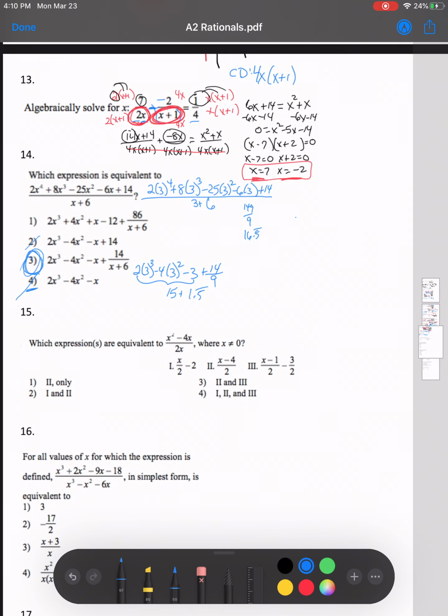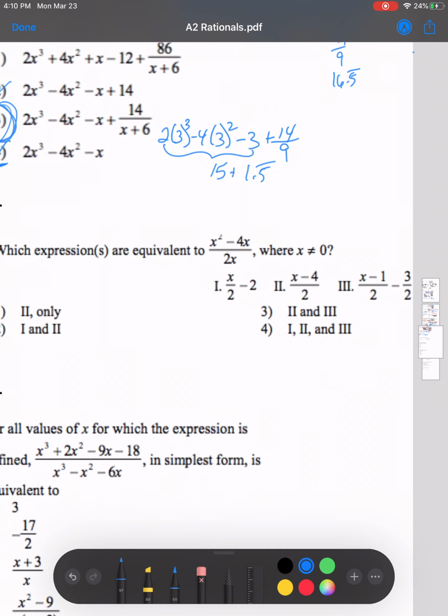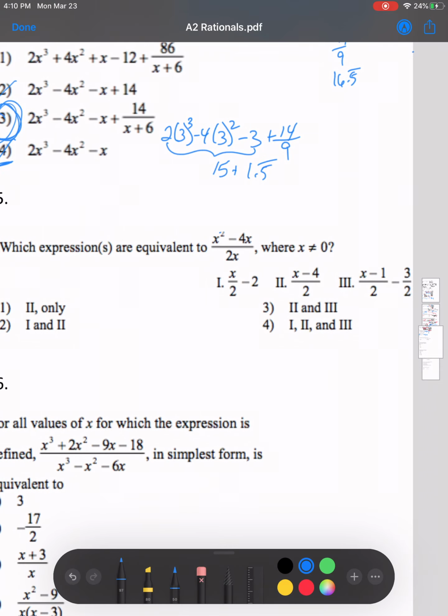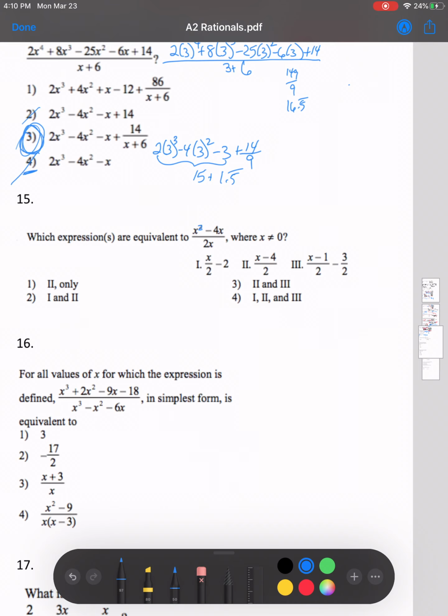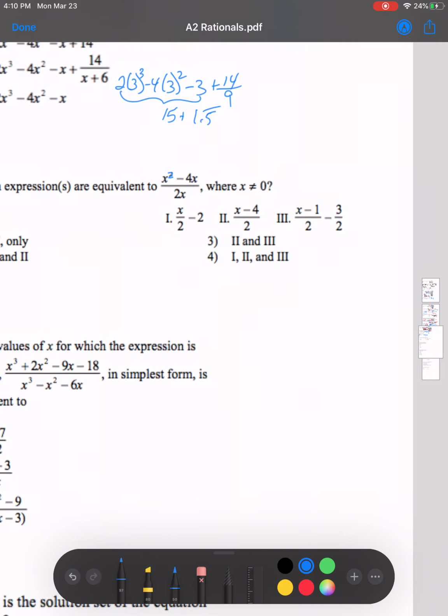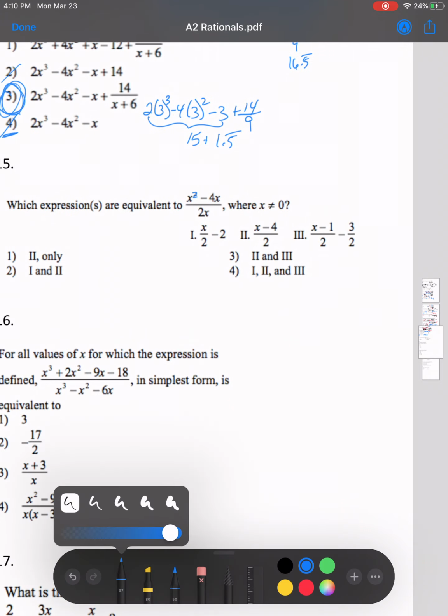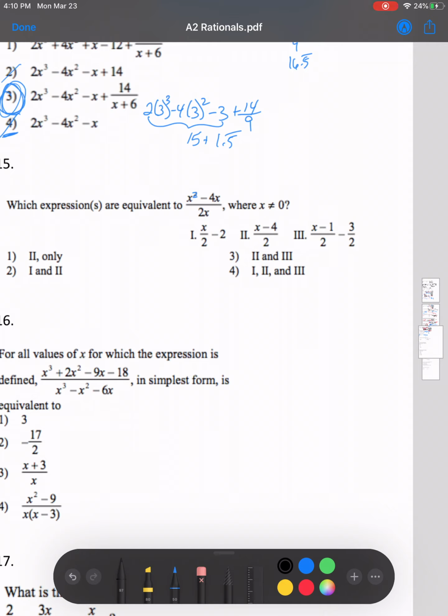All right, number 5. Which expressions are equivalent to x squared minus 4x all over 2x? All right, so again, this is equivalent expressions, so that backdoor approach will always work. And actually, on this problem, I would suggest that you use that to check your answers. Because again, this is some tricky fraction work here.